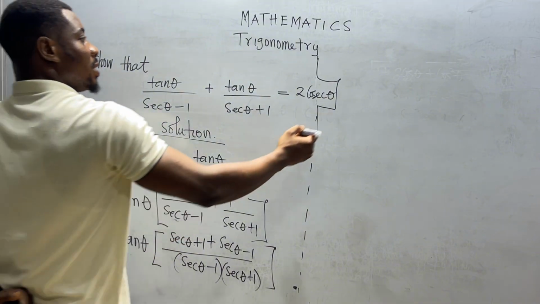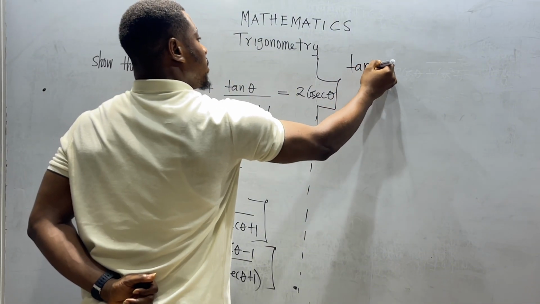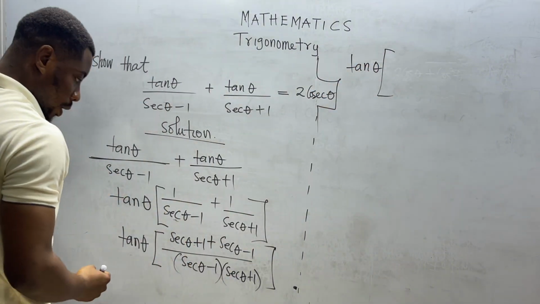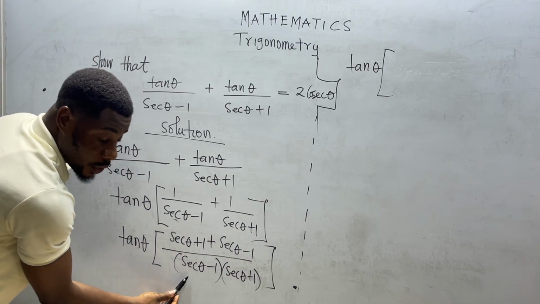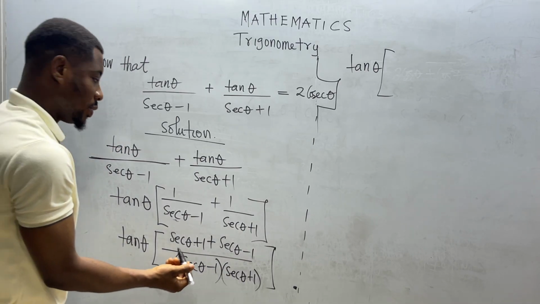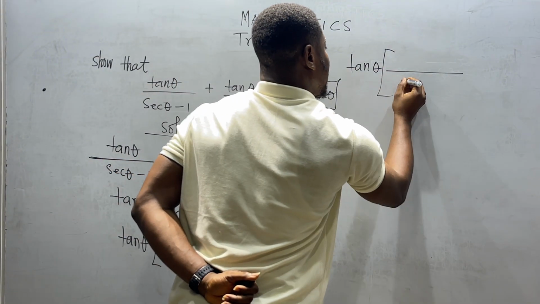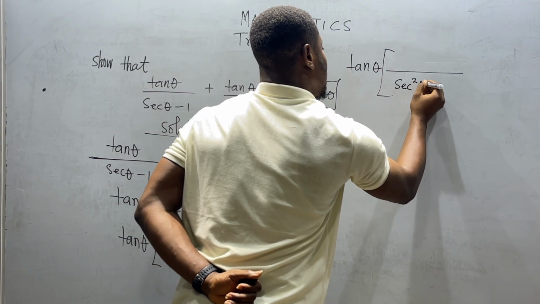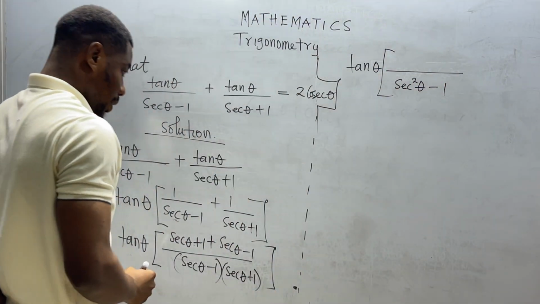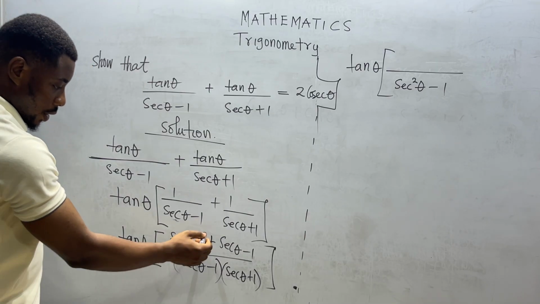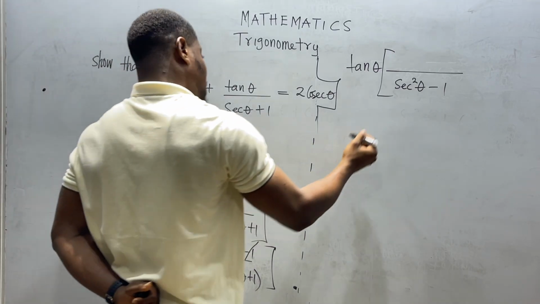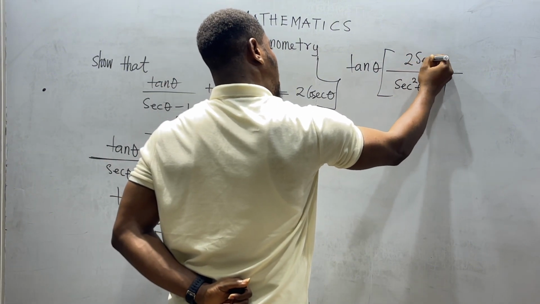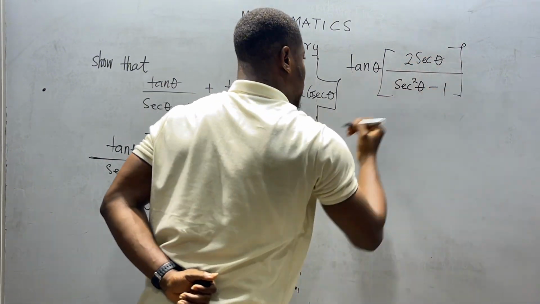So again, we can now say from here that tan theta, remember that the bottom is actually the product of two conjugates. That gives us difference of two squares. So what we have here becomes sec squared theta minus 1. Then we have positive 1 and negative 1, which go out. So we're going to be left with 2 sec theta at the top.